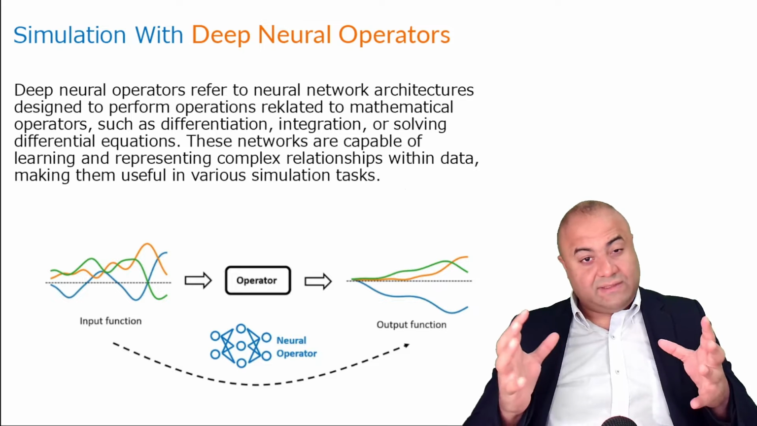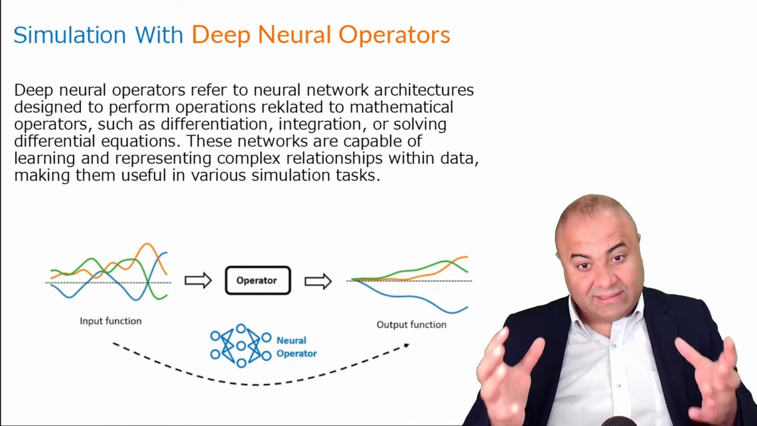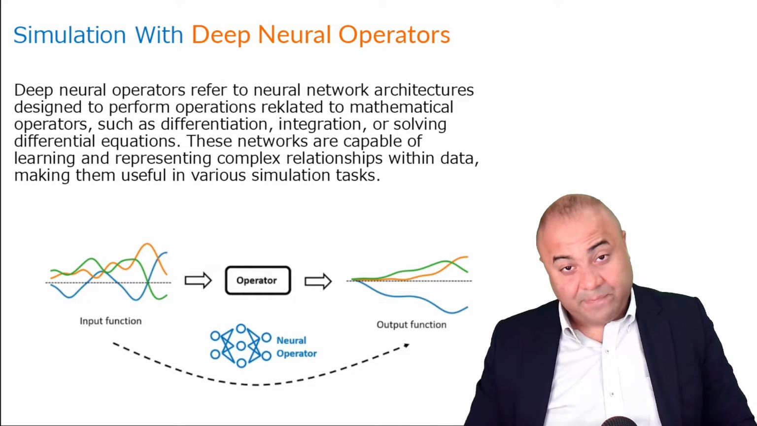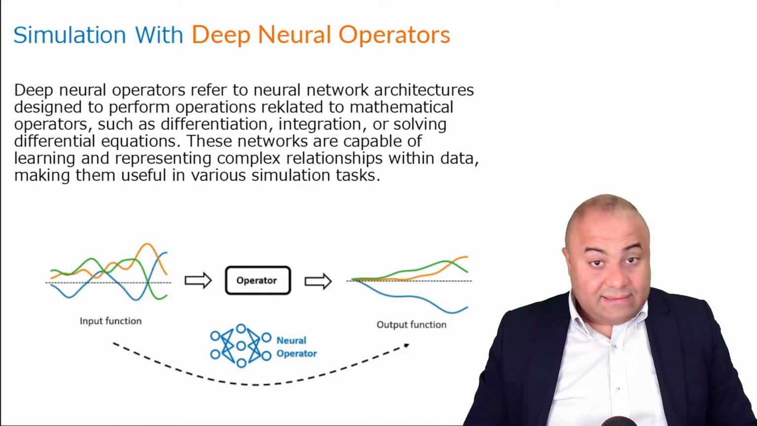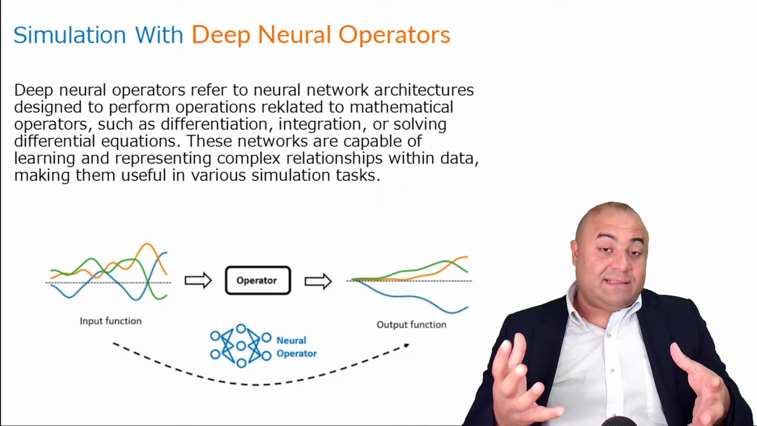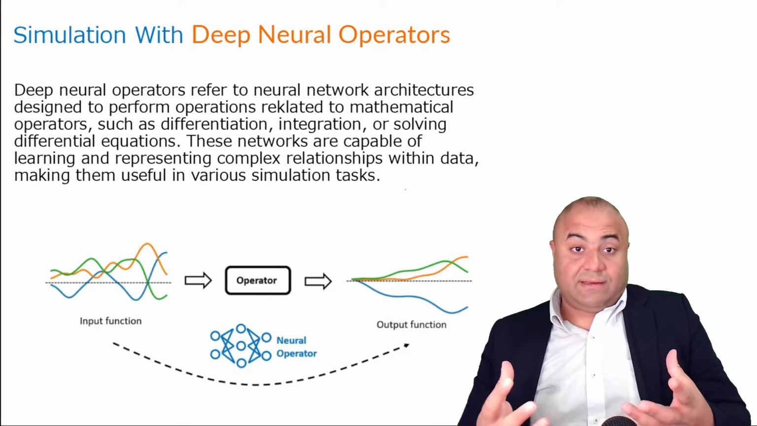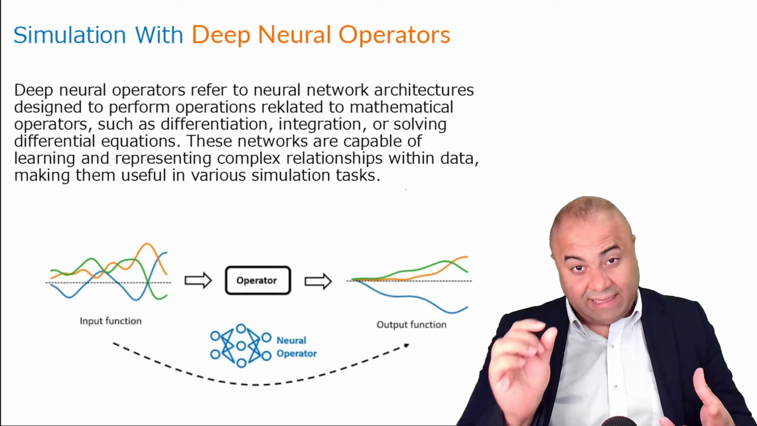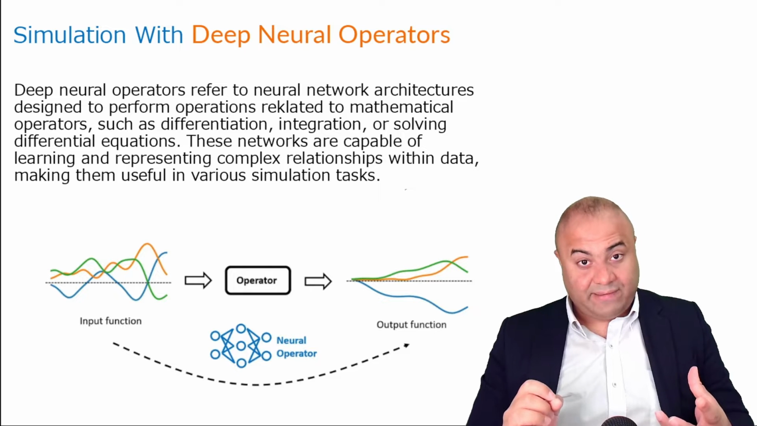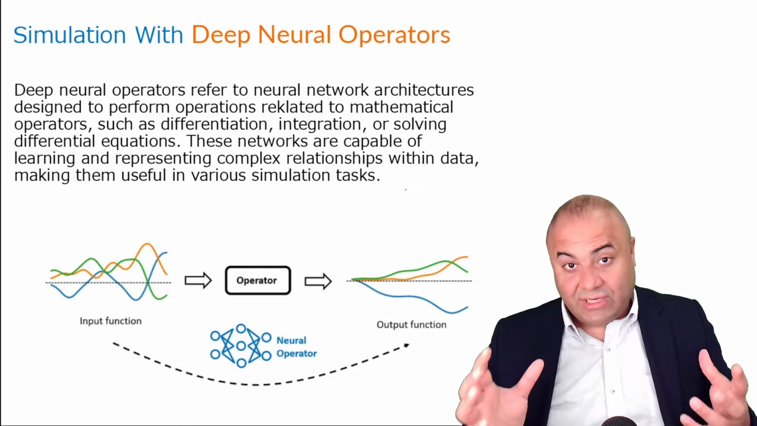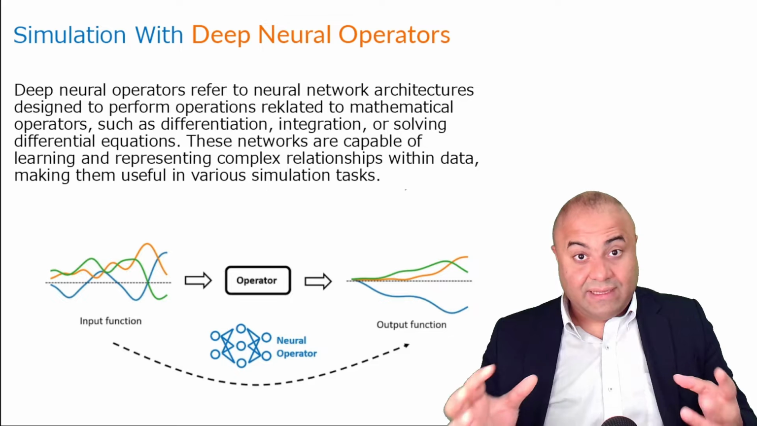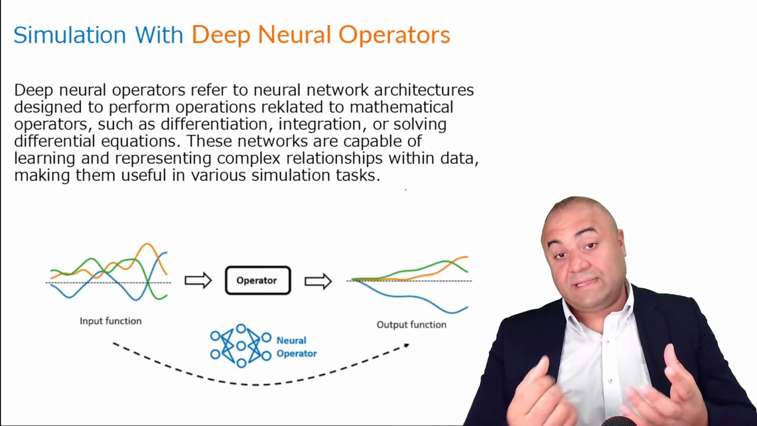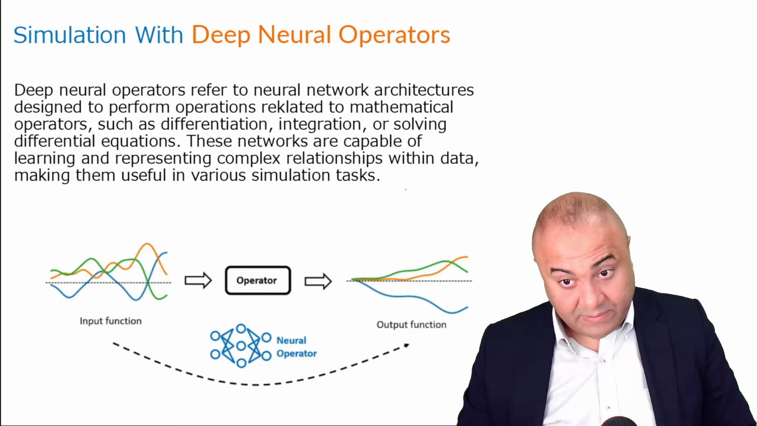So first we say neural operator. What is an operator? Why do we call it an operator? Why don't we call it, for example, a function? The reality is, we can say a function is a special case of an operator. An operator is just a mathematical operation that, in our case, is represented by a neural network, by a deep neural network.